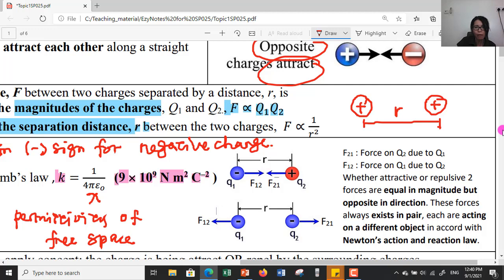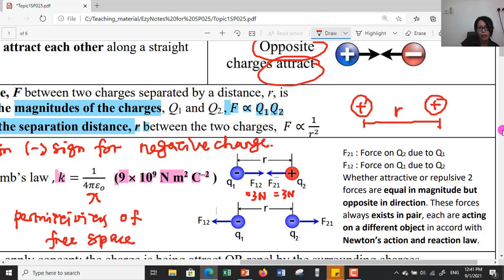Maksudnya, kalau F12 nilai dia 3 Newton, maksudnya F21 pun nilai dia 3 Newton. Bezanya ialah arah dia. Arah dia adalah opposite. So, these forces will always exist in pair. Each are acting on a different object in accord with the Newton action and reaction law.